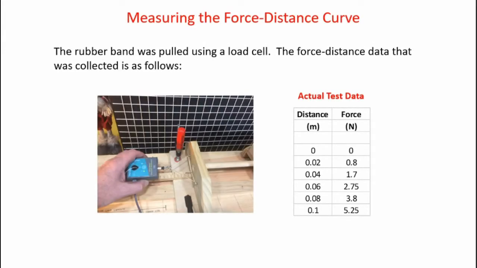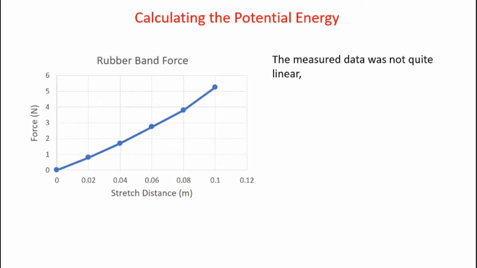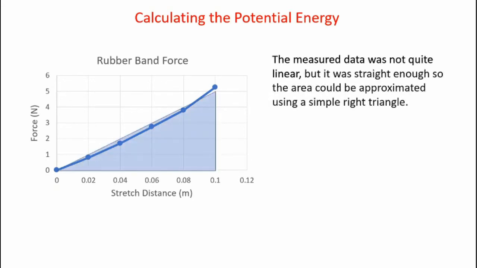Here's the data. At 0 deflection of the rubber band, we had 0 force. And when I pulled the rubber band back 0.1 meters or 10 centimeters, we had a total force of 5.25 newtons. Here's the data plotted on a graph. We see it's not quite linear, but it's close enough to assume it's forming a triangle.